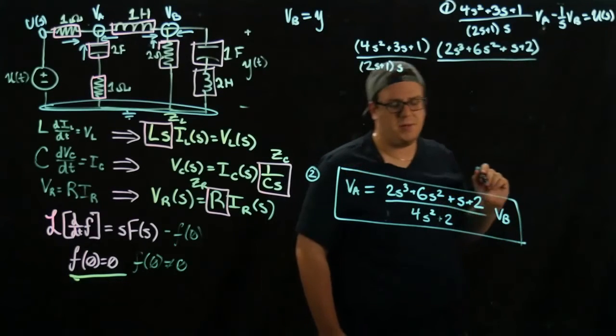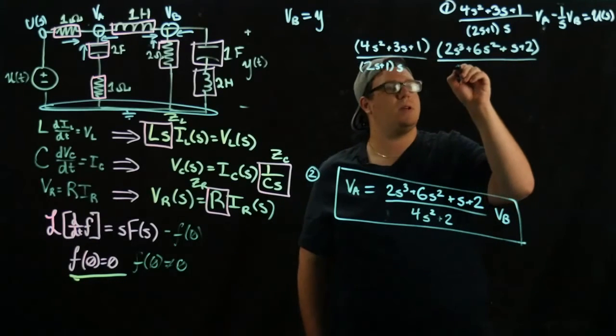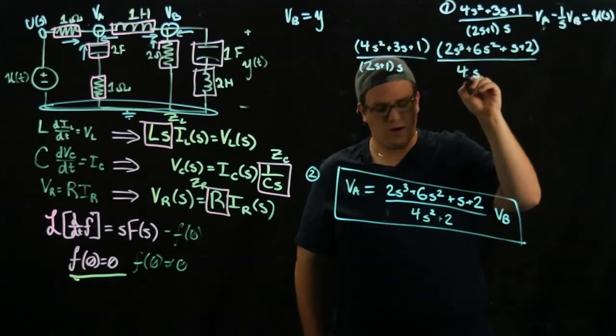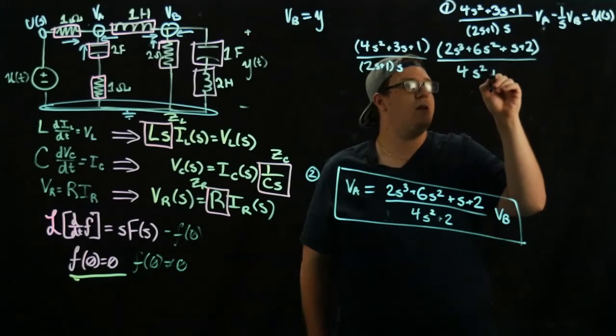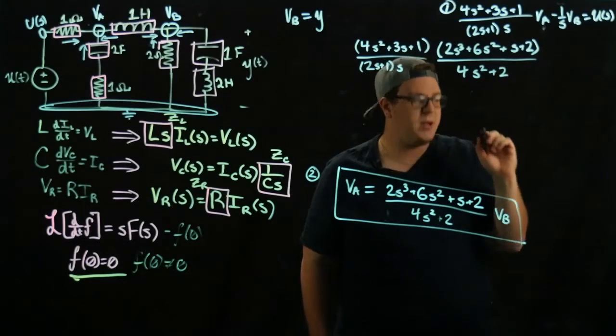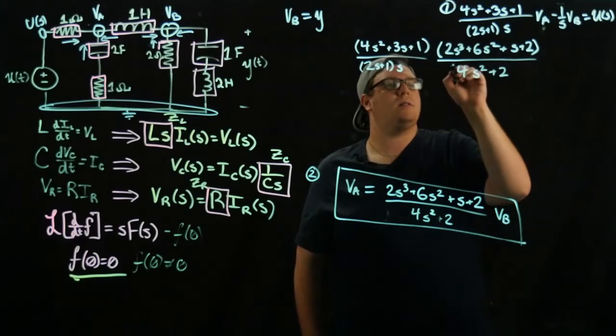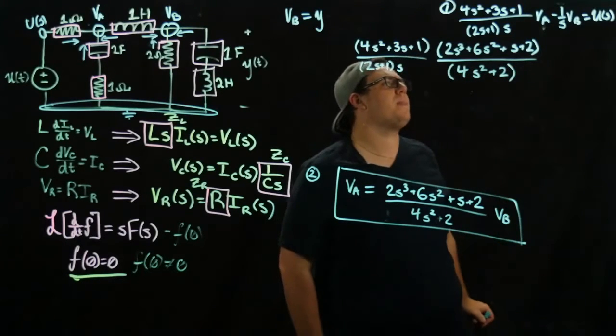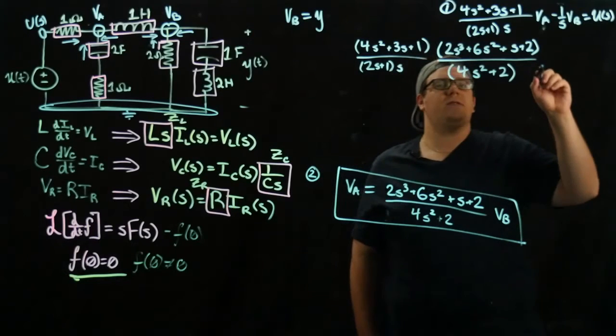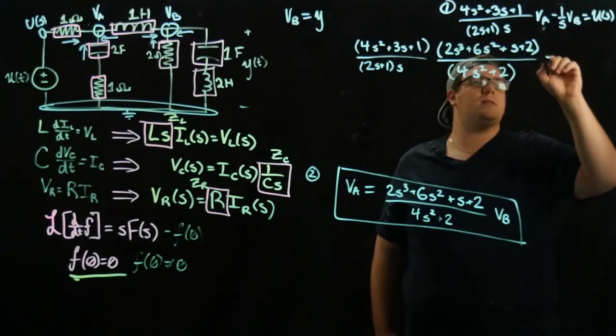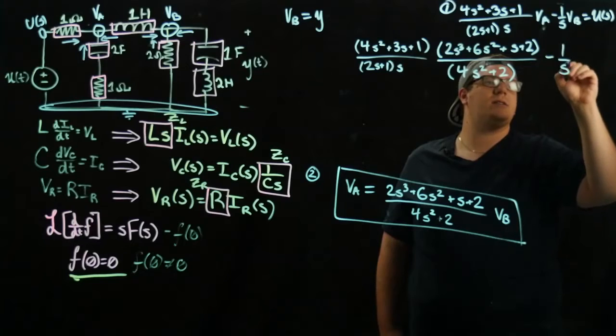But I will tell you something at the end to make sure that this all makes sense. And we have 4s squared plus 2 on the bottom here. And so that should be good. And then this is all times VB. And then we subtract off 1 over s here.